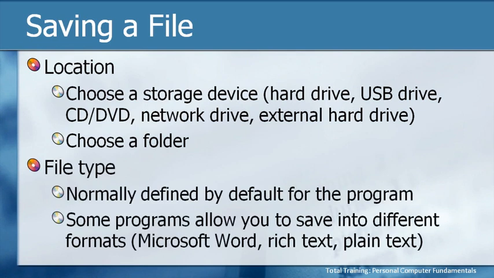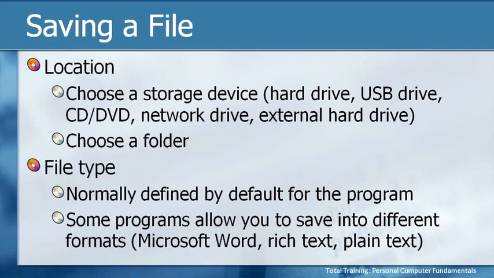The file type is normally defined by the default for the program. For example, if I'm working in Microsoft Word, by default it wants to save it as a Microsoft Word file. But some programs allow you to save into different formats. Microsoft Word is one of those examples. I can save it as a Word file, or I can save it as something known as rich text, or even something called plain text. Rich text allows me to have things like colors and different fonts and bolding and bullet points. Plain text is just like a typewriter.